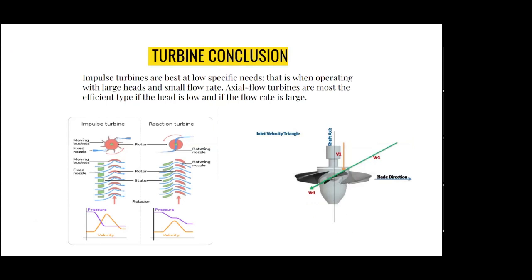As a conclusion, impulse turbines are best at low specific speeds, that is, when operating with large heads and small flow rate. Axial flow turbines are the most efficient type if the head is low and if the flow rate is large. For intermediate values of specific speeds, radial and mixed flow turbines offer the best performance.